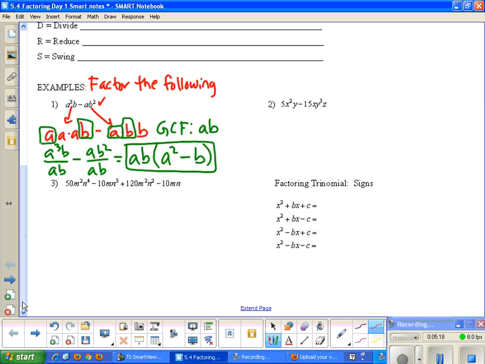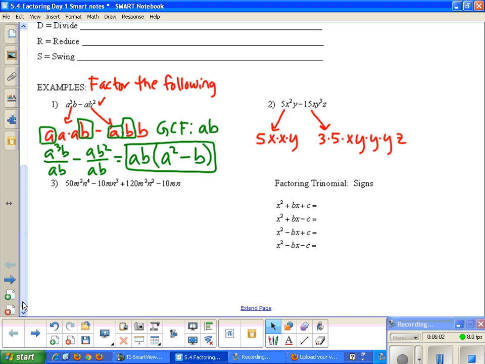5x squared y minus 15x y cubed z. Now, again, we always want to look for our greatest common factor first. So you want to look to see what goes into both of them. So one way you can do this, if it helps, is what we did for the first one and write out all the terms. So 5 doesn't factor at all, so 5 times x times y. 15, I know that I can factor into 5 times 3. So you always want to do the prime factorization of the number, so 5 times 3 times x, y times z, and so you would look at what goes in both of them.